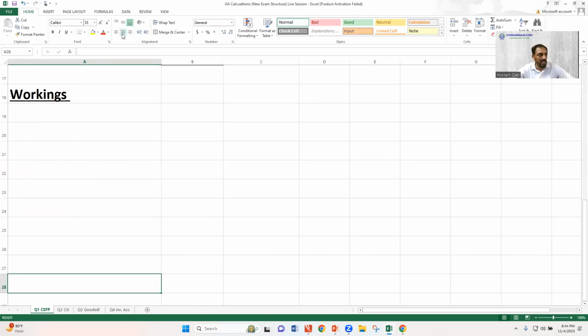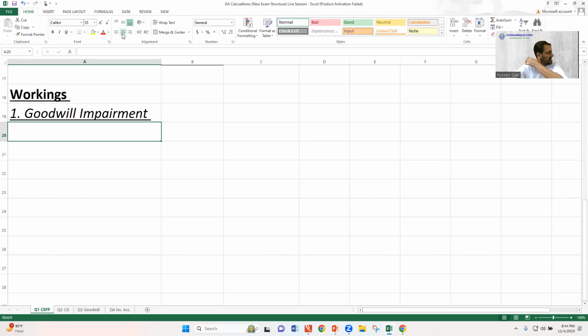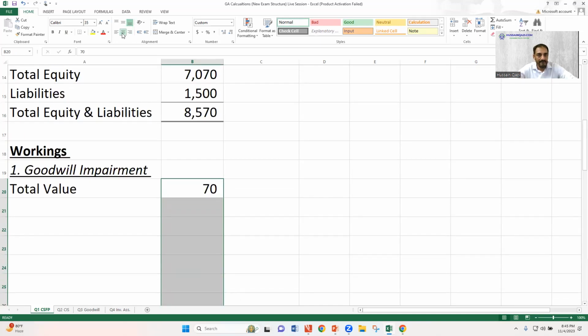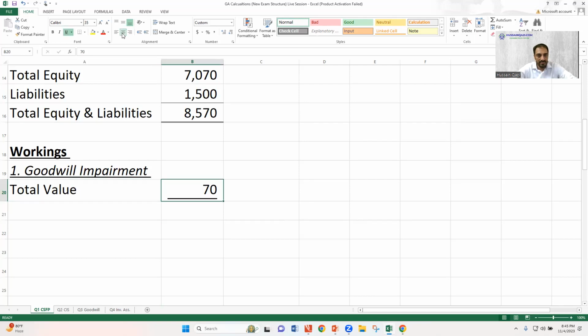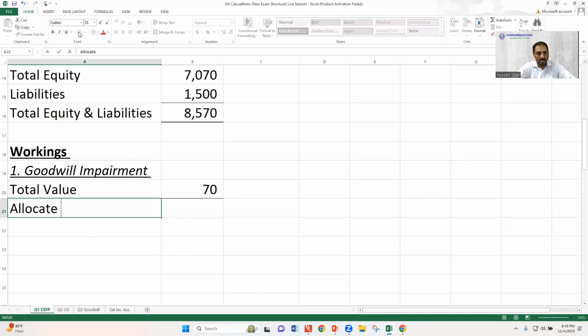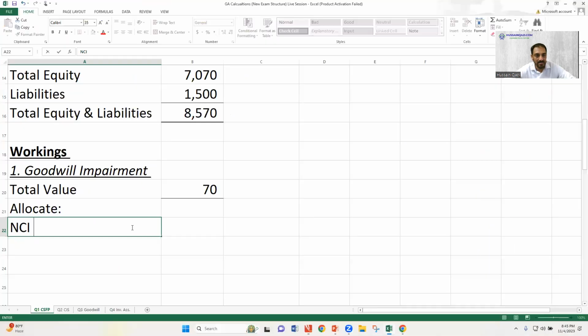So you said here, sir, about the goodwill impairment, number one, you will have to mention the total value of impairment, which is 70. And you have to allocate it as follows. Number one, NCI. How much is the NCI? 20% and parent 80%.